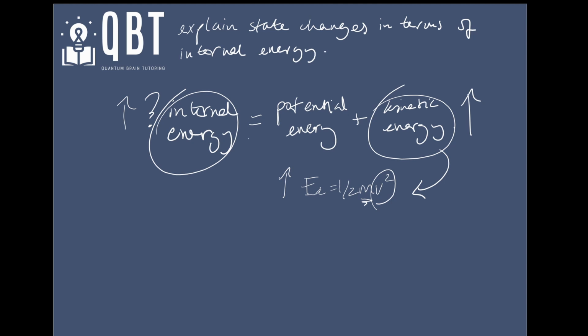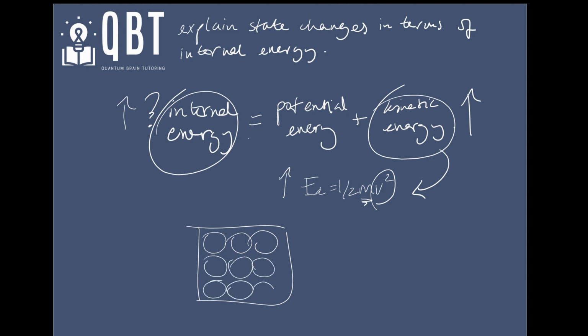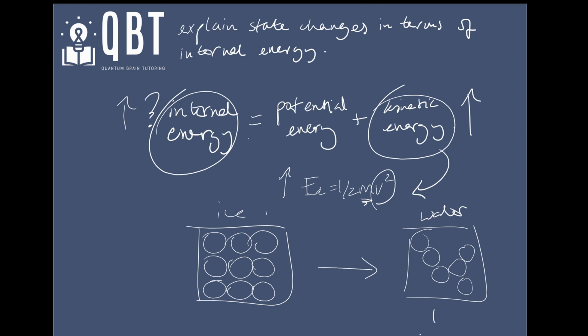So we can talk about a system's internal energy and we can compare and contrast them. We might say that the internal energy of a solid, say ice, when we give it energy and heat it up and melt it to make water, the internal energy, which is commonly denoted as the capital letter U, is going to be greater in the water because the particles have a greater total energy. And that's how we explain state changes in terms of internal energy.